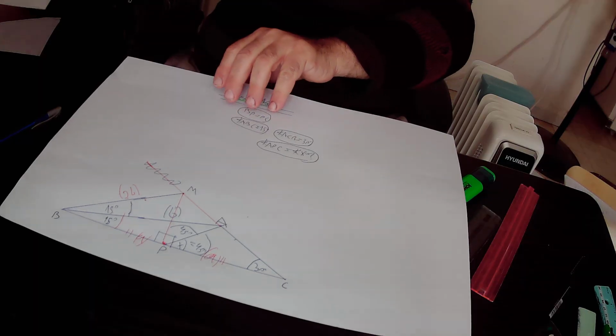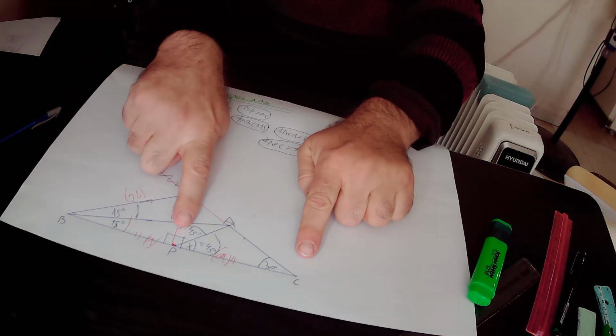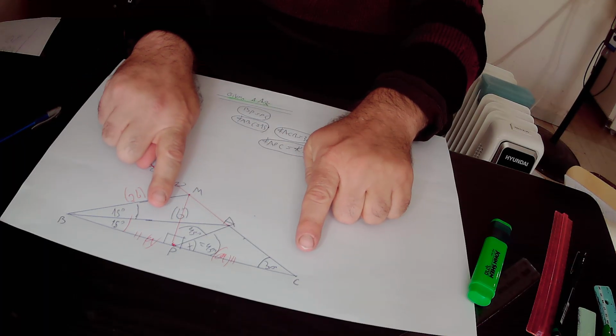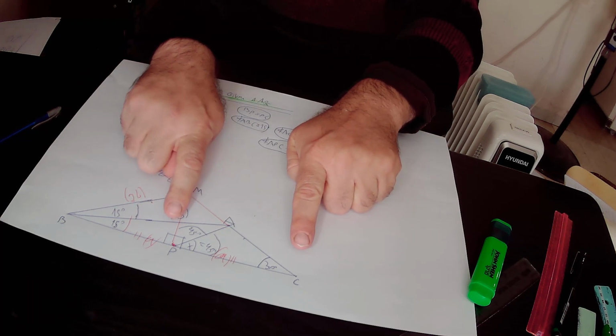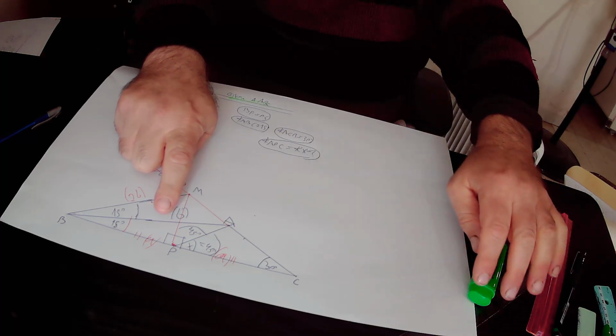Okay, again, we know that BP equals PB. So if we define the length of BP as A, then PB is A, and PC must also equal A, because they are equal to each other according to what is given in the question.